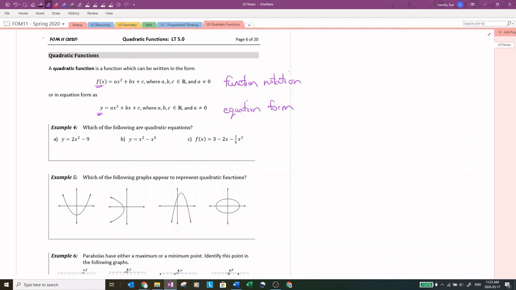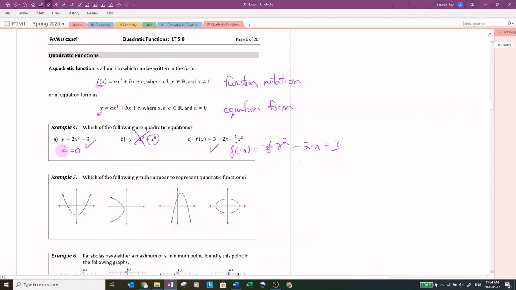Example 4, which of the following are quadratic equations? Well, this one, we have a equals 2, b equals 0 in this case because we have no x term. But yes, this is a function, or sorry, this is a quadratic equation because it does have degree 2. This one is not because it's got degree 5. And this one it's just written in a different order, okay? We could write this as f of x equals negative 1 over 5 x squared minus 2x plus 3. And these are completely equal, right? I just changed the order things were written in. So this is a quadratic equation.